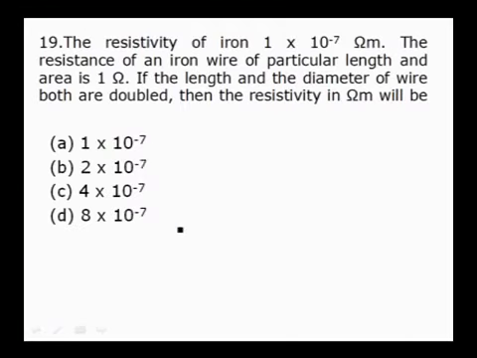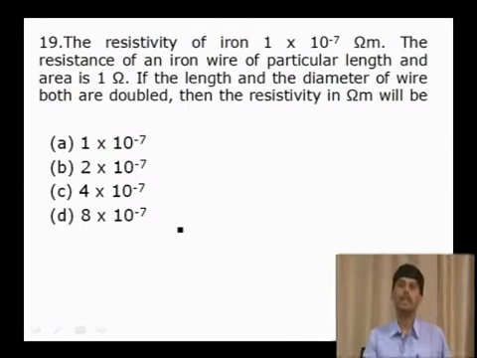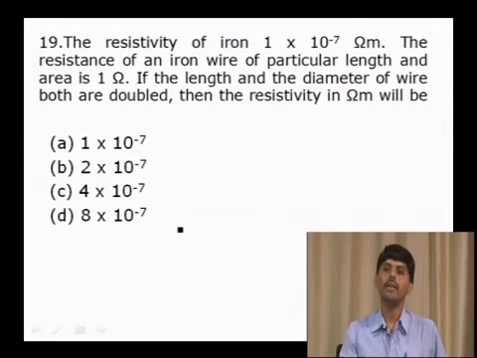Next question number 19. The resistivity of iron is 1 into 10 raised to minus 7 ohm meter. The resistance of the iron wire of particular length and area is 1 ohm. If the length and diameter of the wire are both doubled, then the resistivity in ohm meter will be: option A, 1 into 10 raised to minus 7; option B, 2 into 10 raised to minus 7; option C, 4 into 10 raised to minus 7; option D, 8 into 10 raised to minus 7.